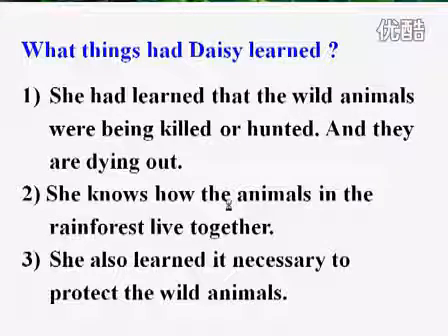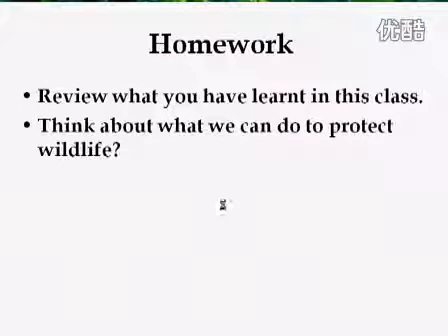Well, for the homework. First, you need to review what you have learned in this class, including the reading passage and also the new words that have been mentioned. Second, you can think about what we can do to protect wildlife, wild animals and wild plants. Think about it. Okay, now I want to say some more about the vocabulary in this passage in the unit.